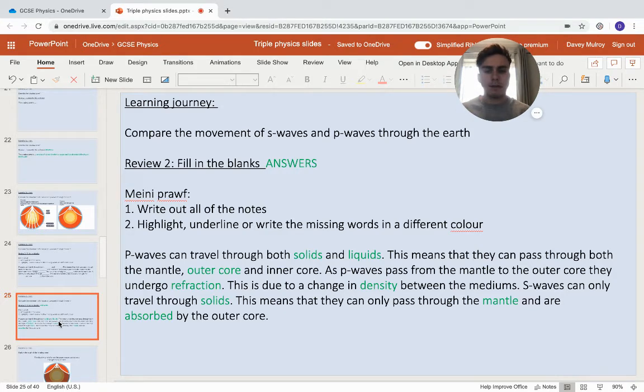Just make sure you've got your answers in correctly then and you're able to mark. So if you need to click pause, please feel free.